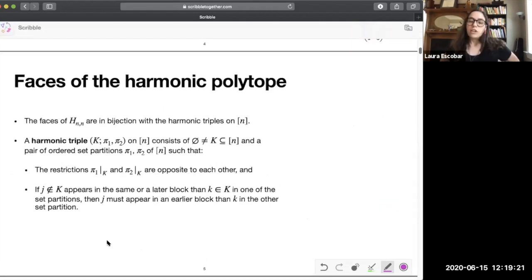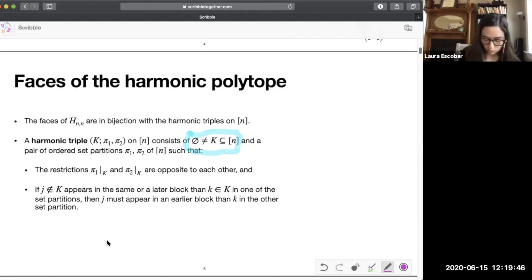So let's start by talking about the combinatorics of this polytope. We decided to label the faces by something we are calling harmonic triples on N, and this follows naturally from the fan structure of the harmonic fan. So what is a harmonic triple? It consists of 3 pieces of information. One is a set K. We have a non-empty set K.